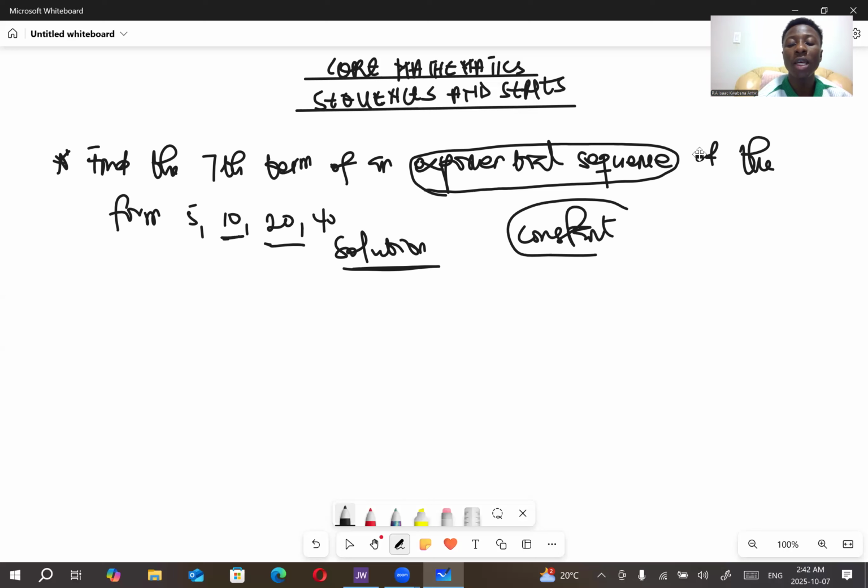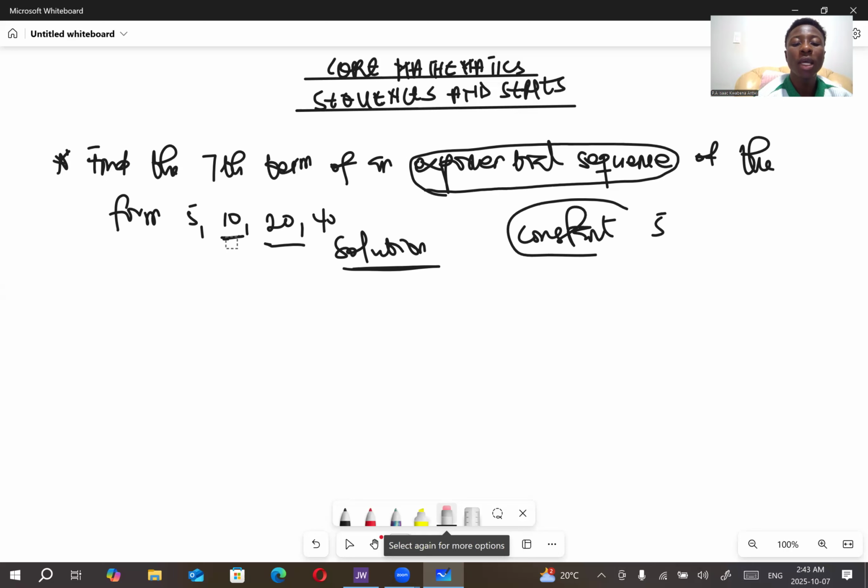So if you discover that all the terms were gotten by multiplying what is behind them by that constant, then it's a GP. If it doesn't look so, then it's not a GP, it's not an exponential sequence. The word is exponential sequence or geometric progression, and geometric progression is what we call GP. If I say AP, that's arithmetic progression.